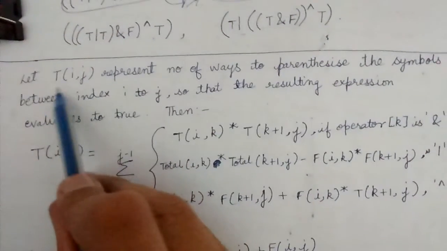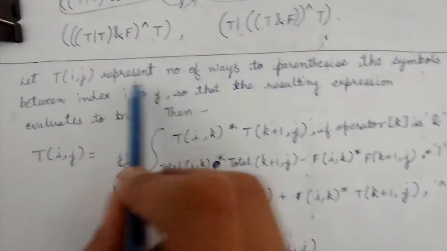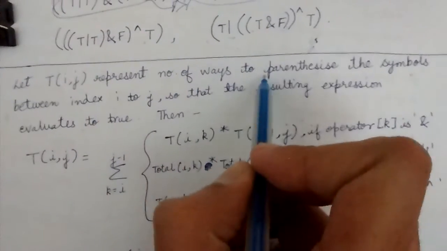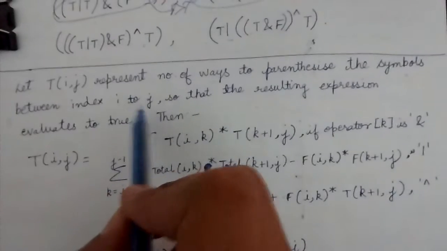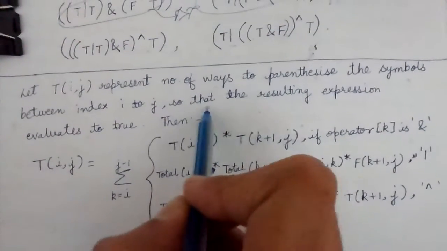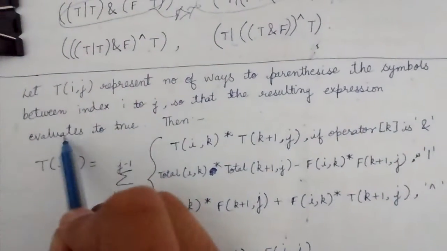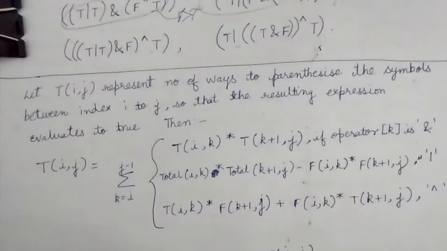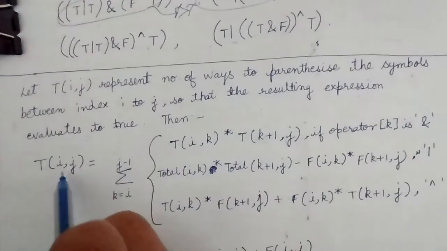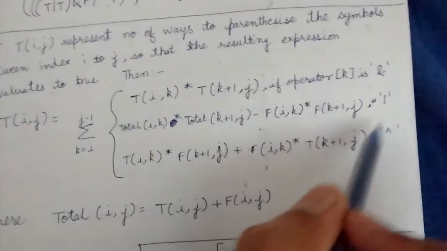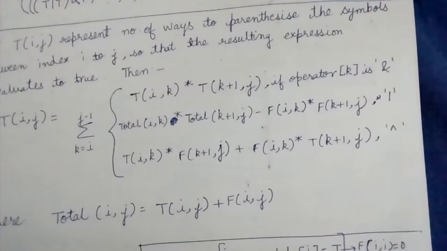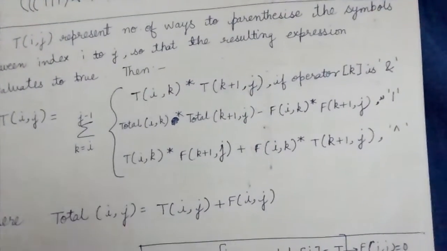So let T(i, j) represent number of ways to parenthesize the symbols between index i to j, so that the resulting expression evaluates to true. Then T(i, j) is equal to this. So this expression looks quite lengthy, but it is very, very simple if we analyze it. So let's analyze what this means.